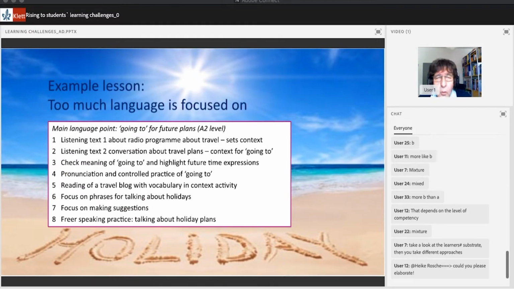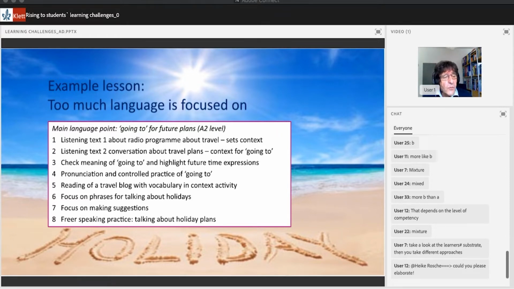I'd like to just look at an example of a lesson where I think there is too much language focused on, where in fact it leads to cognitive overload. This is a lesson which I haven't taught myself, but I have observed as part of teacher training. It's a lesson from a course book. It's not a Cambridge course book or a TEC course book, I have to say. And this is how the lesson went. As you can see, it was about holidays, and the main language point was going to for future plans. It was an A2 level lesson. And it had about sort of 8 stages, I would say.